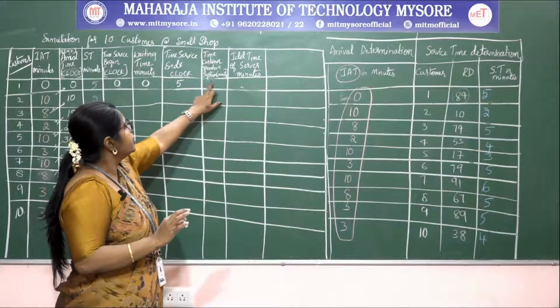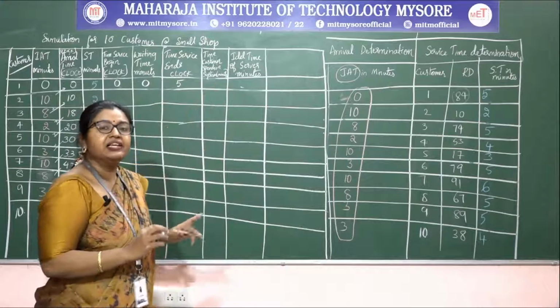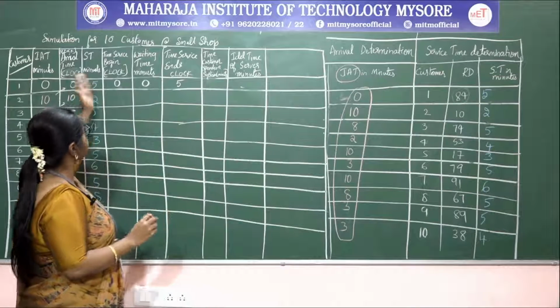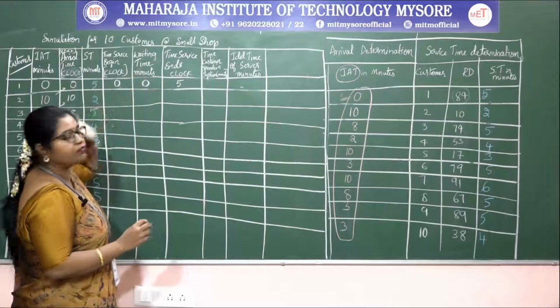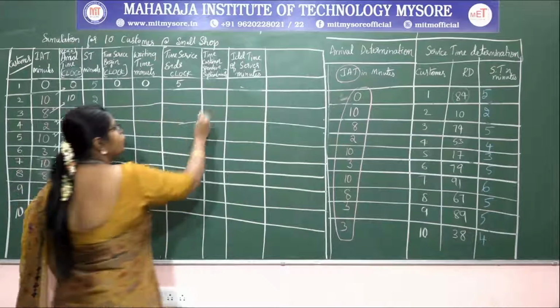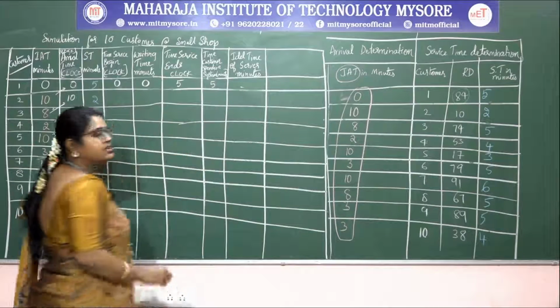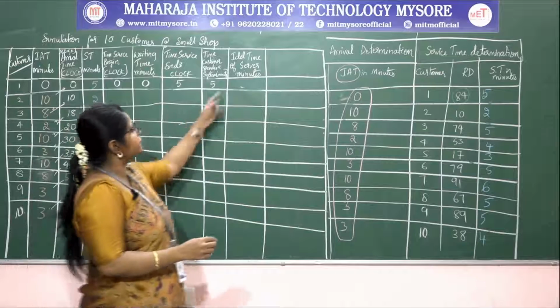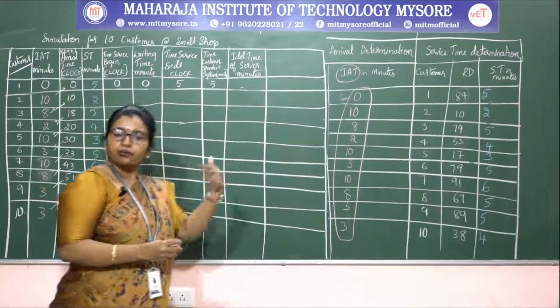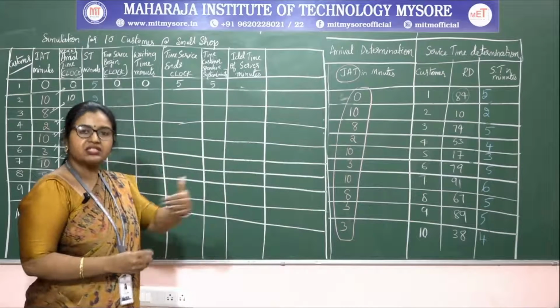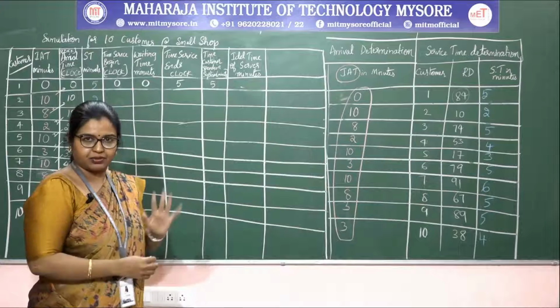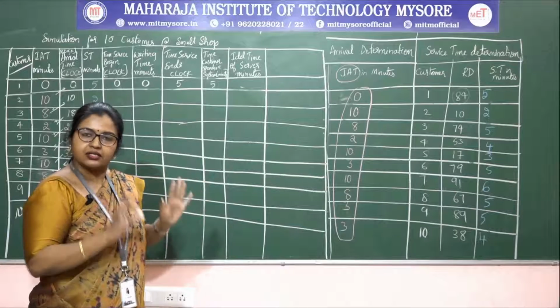Okay, next, what is the total time the customer spent in the system? He came at the 0th minute, took the service for 5 minutes and left. Therefore, only 5 minutes he spent in the system. So, by that time the server is not idle. From the 0th minute to the 5th minute he is busy giving the service to the customer. No idle time for the server.